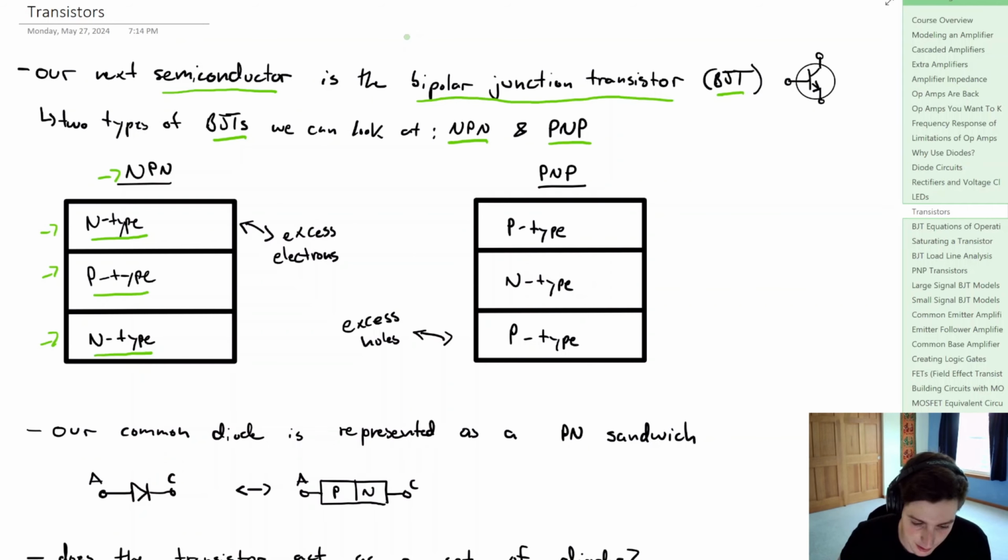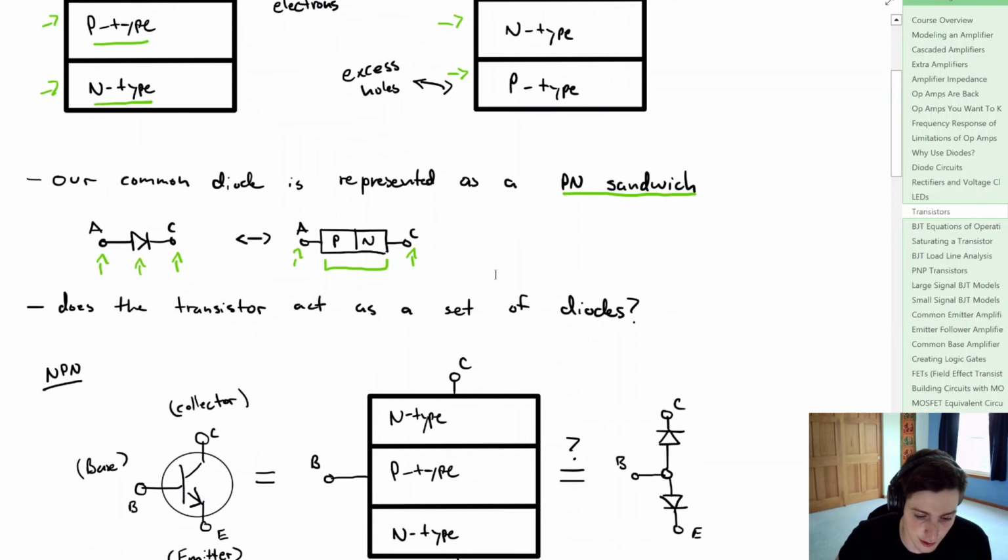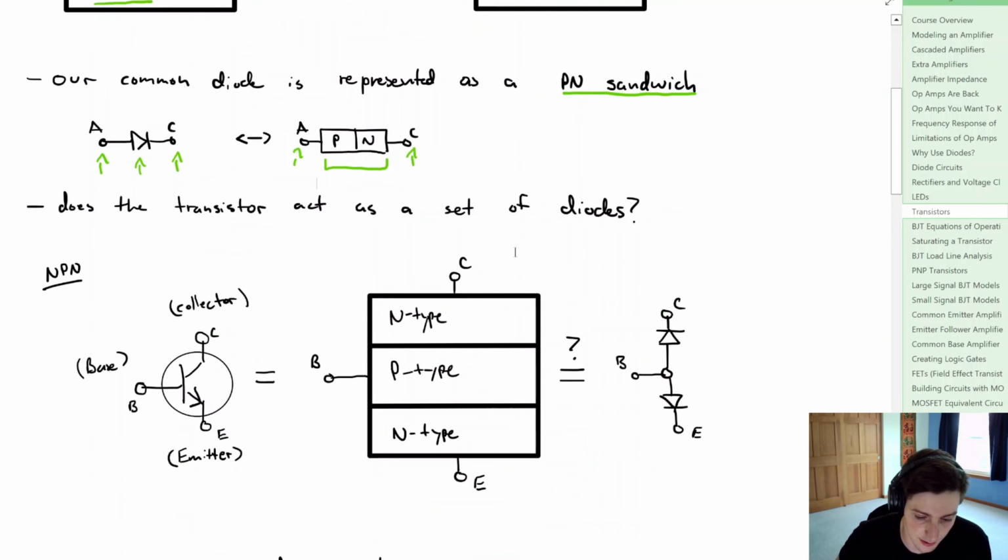Now the PNP transistor has a P-type, an N-type, and a P-type, and that is the makeup of it. Now why are these P-type and N-type materials even important? Well, if we refer back to our common diode, we can actually represent that as a PN sandwich. So if we had our anode and our cathode right here for our diode, we can represent that with the anode again, the cathode, and then we have this PN junction. And that's going to make the diode. And this is where all that magic happens. So if we can represent a diode as a PN junction, can we represent a transistor in terms of diodes?